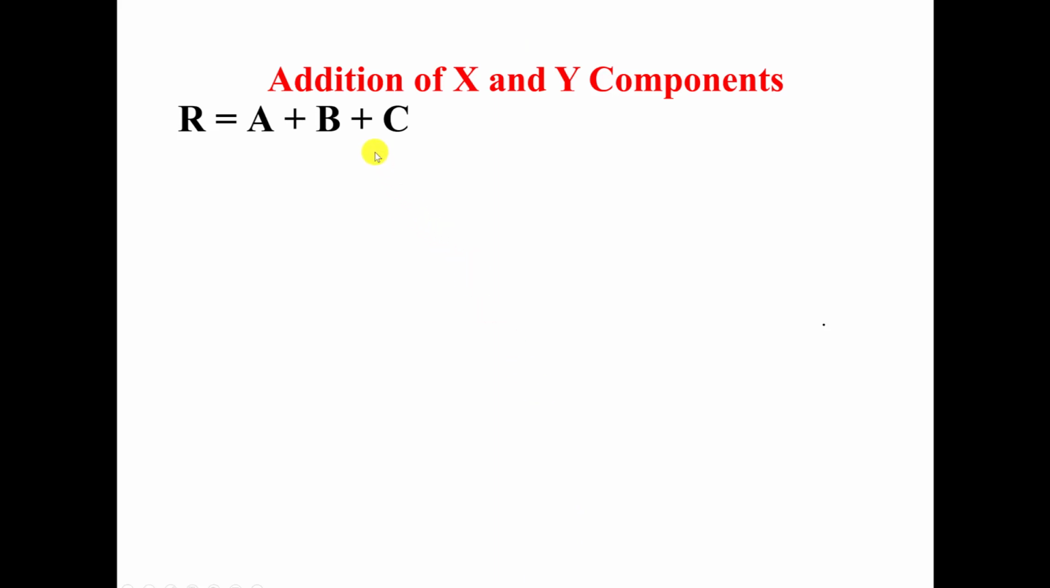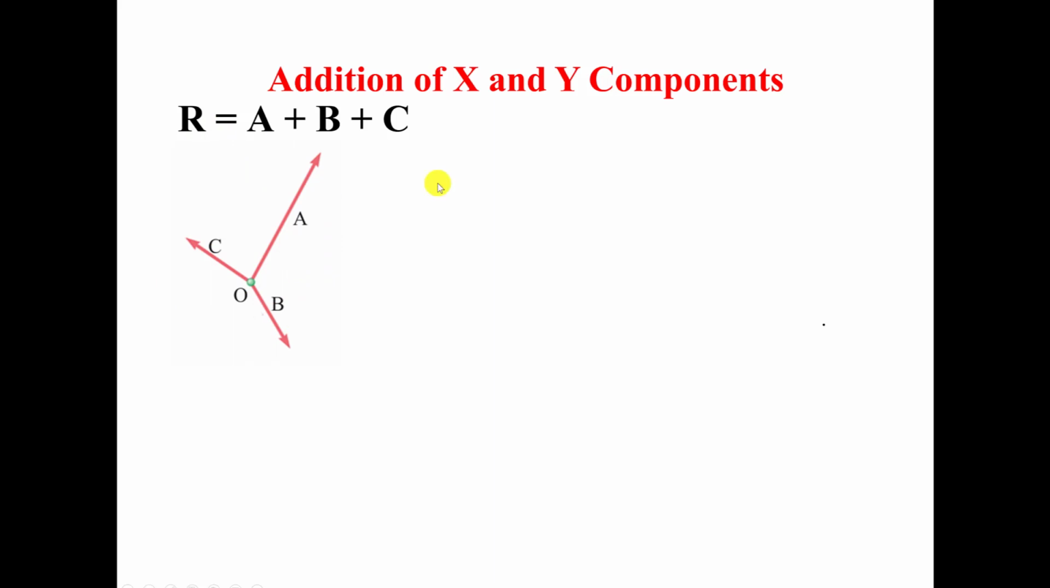Let's move to how to add 3 forces. For example, here I have 3 forces A, B, and C, and I would like to get the resultant of these 3 forces by using what? By the addition of the x and y components, which is the topic for today. So now, suppose I have these 3 forces, A plus B plus C acting at a certain point, and I would like to get the resultant of all these 3 forces.